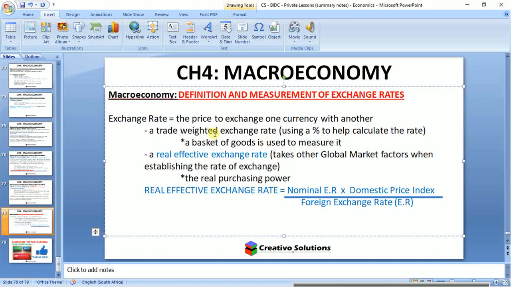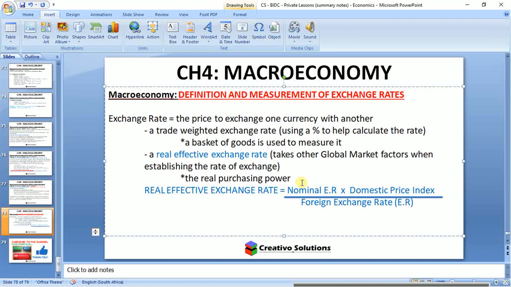So the one is looking at a trade weighted exchange, meaning it's a percentage of, it's looking like a basket of goods. The real effective exchange rate is looking at other factors between countries. So do we have high levels of unemployment? Do we have high levels of inflation? What else did they mention here? Are we competitive? Is there significant trade between the country and the other? Are we price competitive? So there's a lot of factors. Those factors will determine what the real purchasing power is.